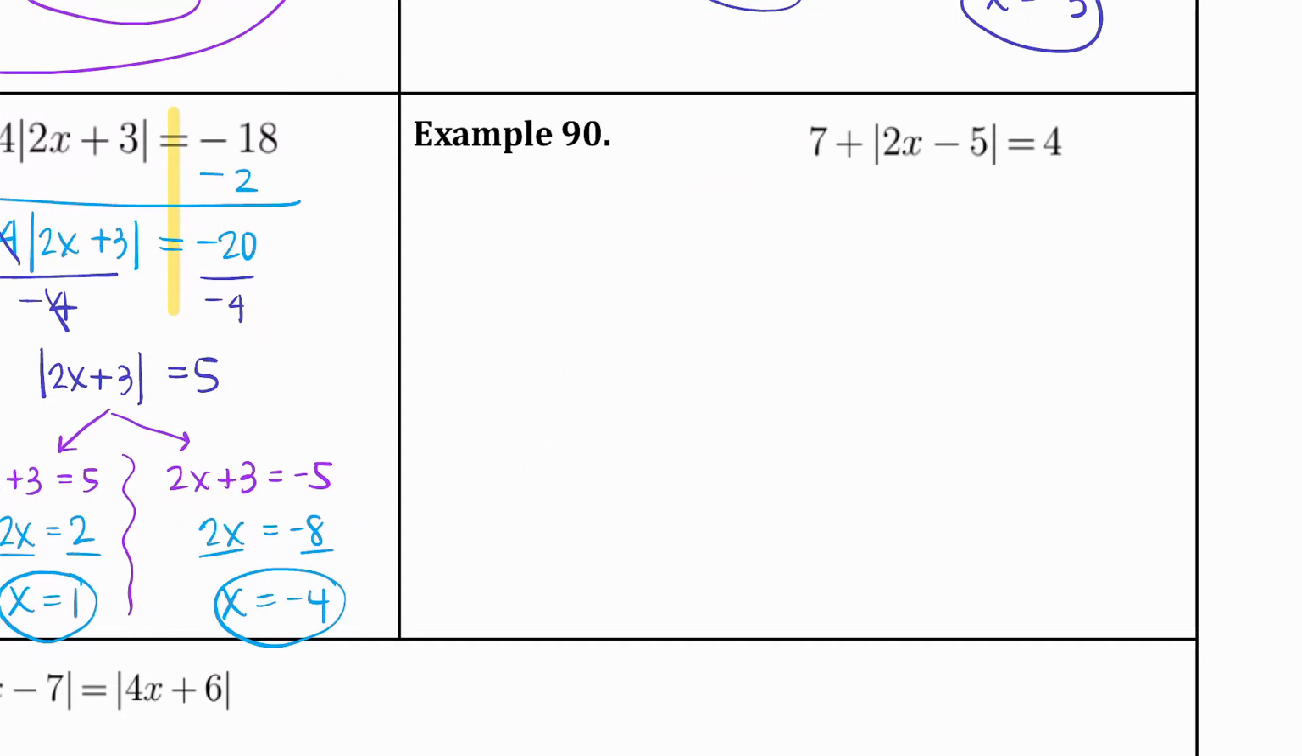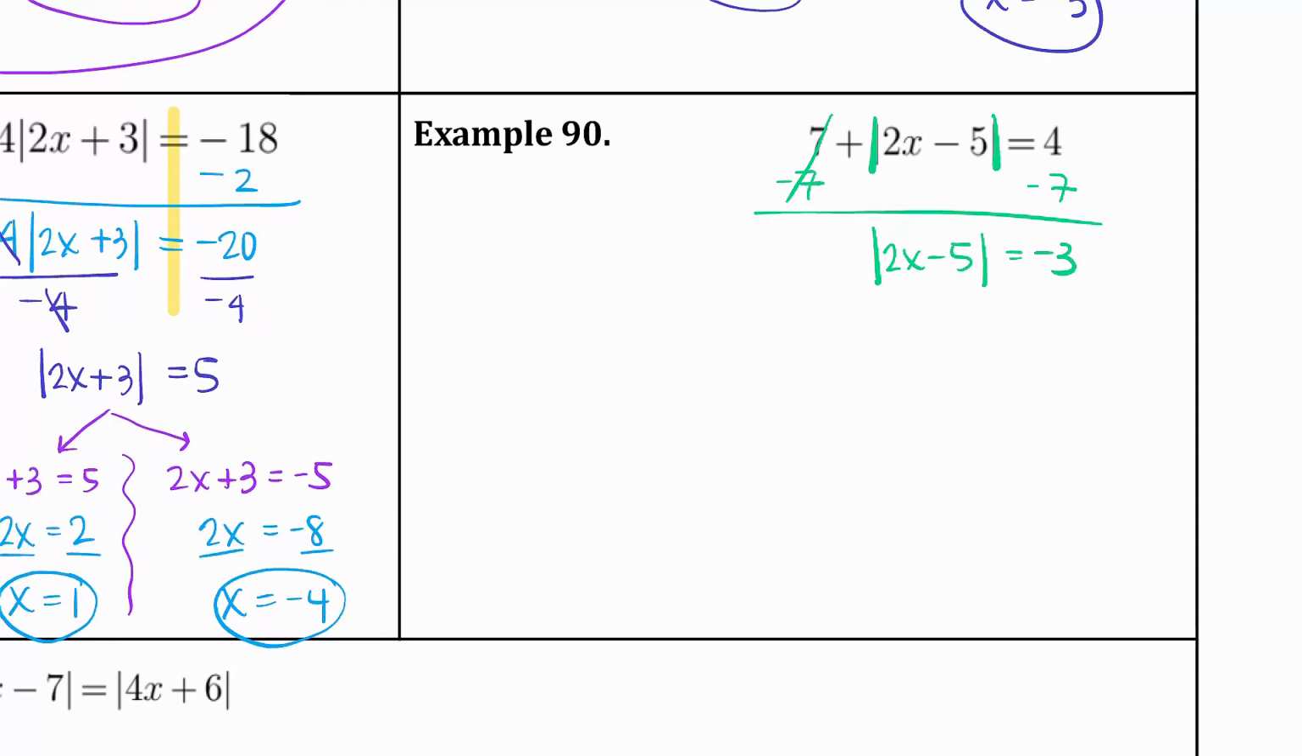Okay, looking at example 90, here are my absolute value bars. That's what we want to isolate. So I'm going to subtract 7, subtract 7. I end up with the absolute value of 2x minus 5 equals negative 3.